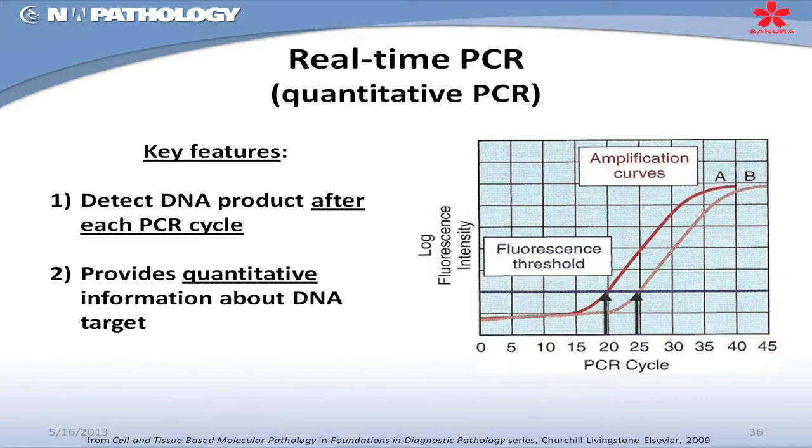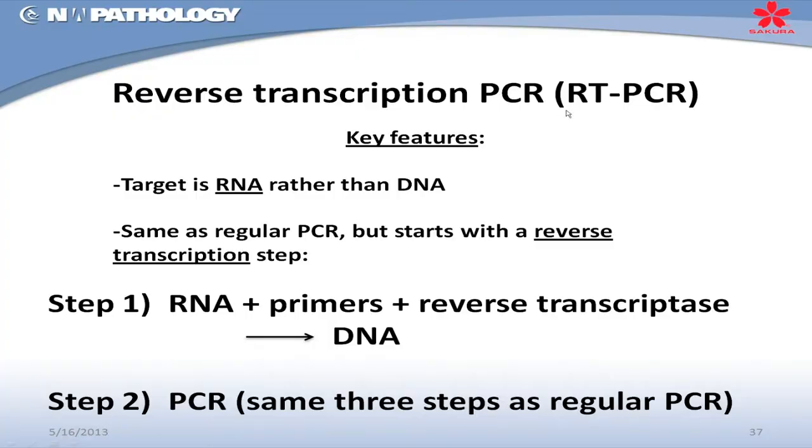So really, real-time PCR is the same as regular PCR, except that we're analyzing it during the reaction instead of at the end of the reaction. And then reverse transcription PCR, which is also RT-PCR, not to be confused with real-time. It's reverse transcription, not real-time. Reverse transcription PCR is, again, the same as regular PCR, except that there's one step in the beginning. And the step in the beginning is to convert an RNA target to DNA. So with regular PCR, we're starting with a DNA target. With reverse transcription PCR, we're starting with an RNA target. And that requires the enzyme called reverse transcriptase.